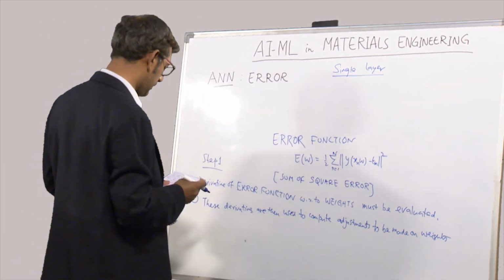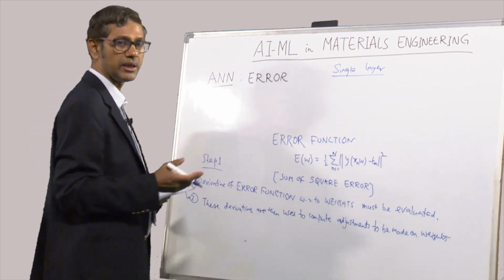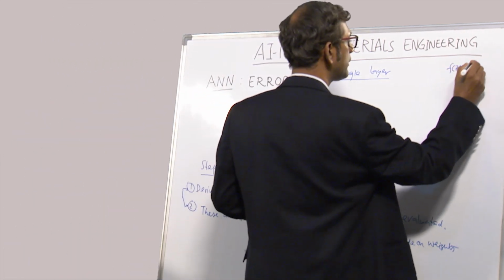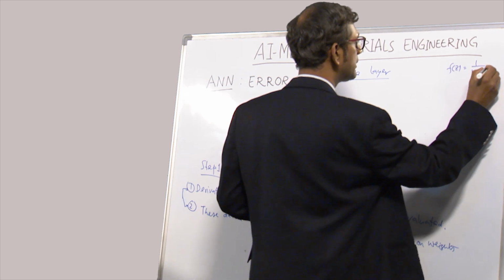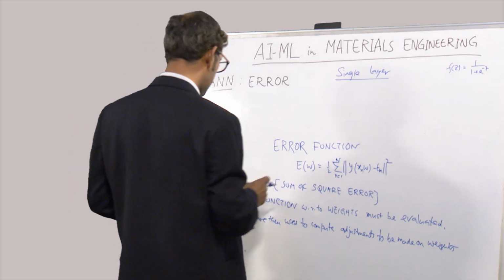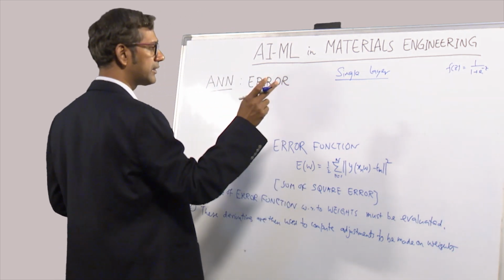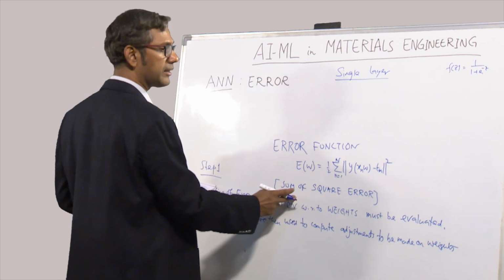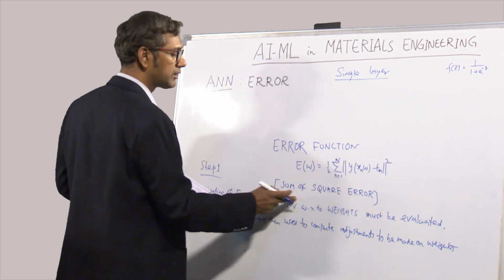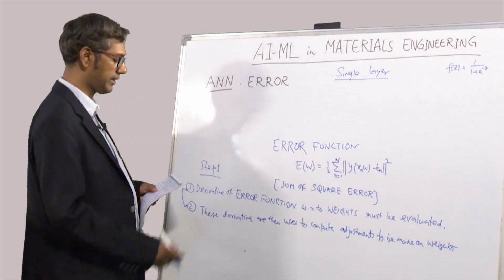Take a single layer network with sigmoidal activation functions, where the sigmoidal function is f(z) equals 1 by 1 plus exponential of minus z, together with the sum of square error. Remember, errors can be of other types also, but this is the most widely used way of calculating error, called the sum of square error.